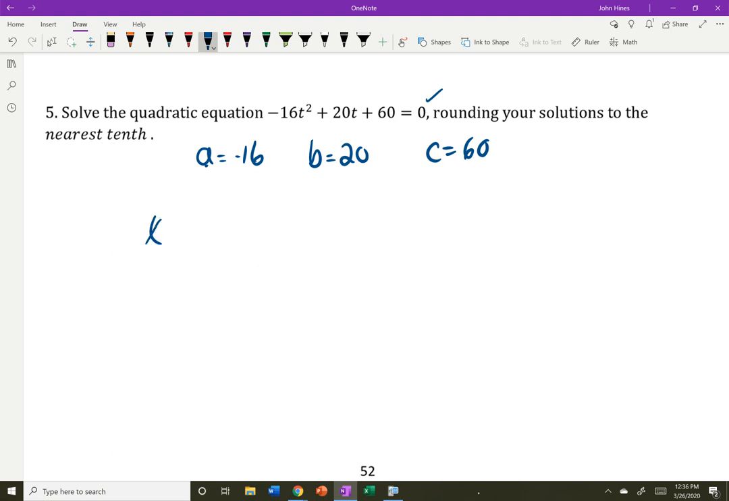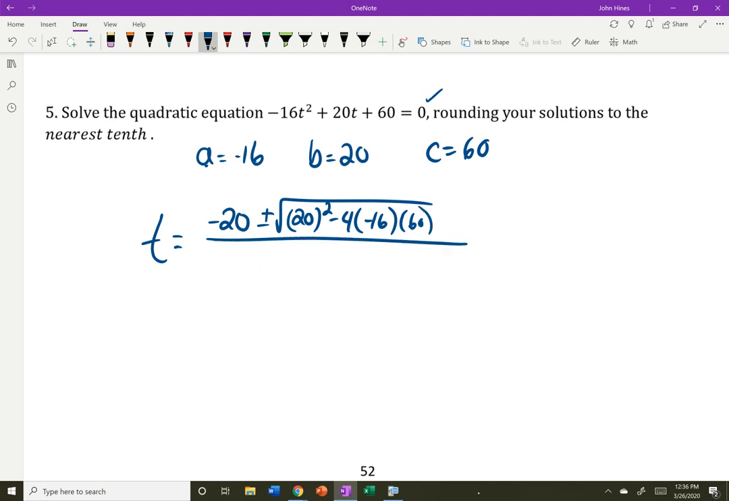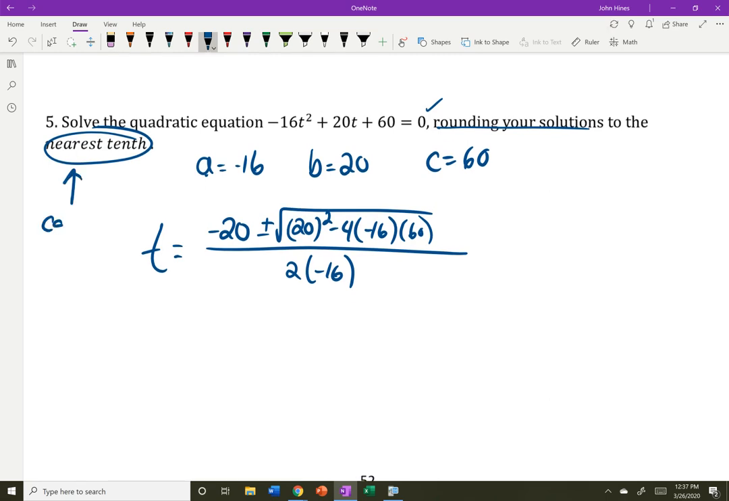So t equals the opposite of B plus or minus the square root of B squared minus 4 times A times C all over 2A. And notice here it says round your answers to the nearest tenth. That means use your calculator. I actually like when it says this because at this point, I'm just going to pick up my calculator and type this entire monstrosity in.